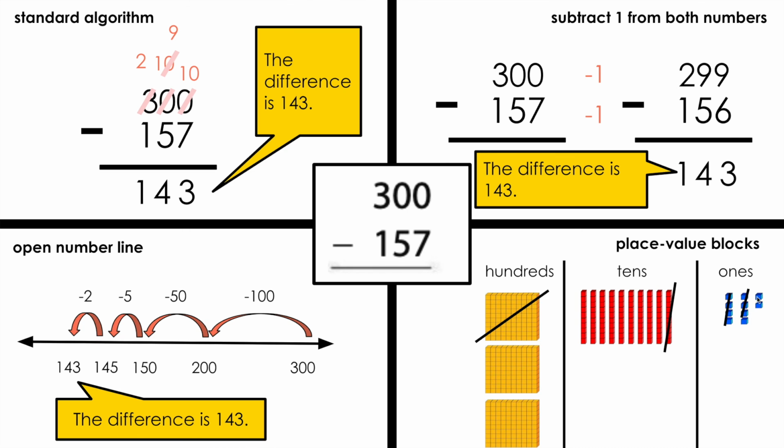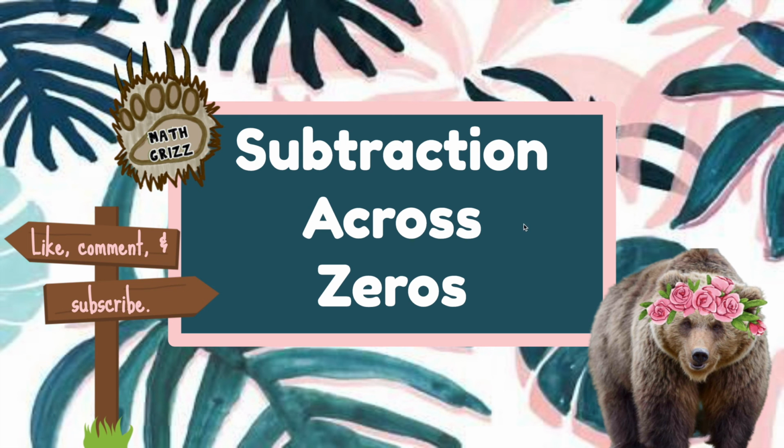We can finally subtract 7 ones. We have 1, 2, 3 left over. In the tens place, we have 9 tens and we need to subtract 5 tens. 1, 2, 3, 4, 5. We still have 1, 2, 3, 4 tens left. And now we have 200 and we need to subtract 100. We still have 100. The difference is 143.